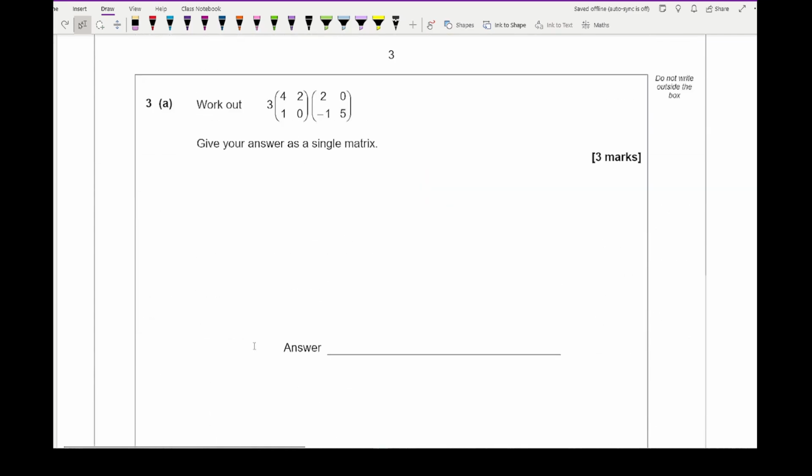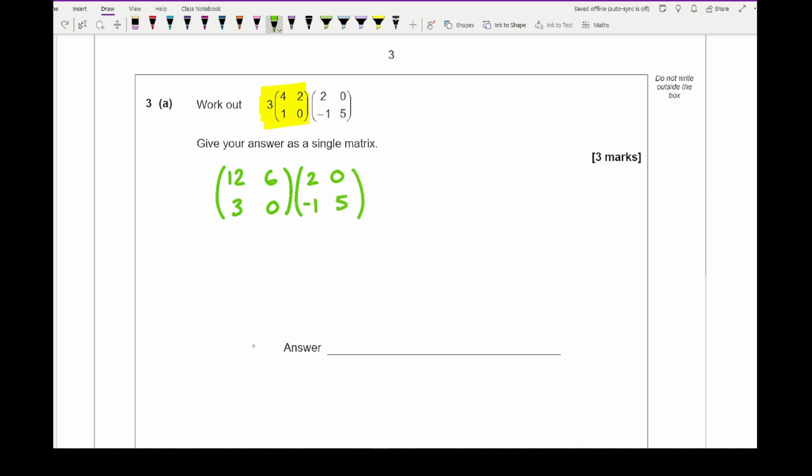Then moving on to question 3, for 3a it says work out 3 lots of the matrix 4, 2, 1, 0 and the matrix 2, 0, -1, 5. Now for this, the first thing I would do is multiply the 3 by the first matrix. So here what I've got is 3 times 4, which is 12, 3 times 2, which is 6, 3 times 1, which is 3, and 3 times 0, which is 0. Then I've got a 2 by 2 matrix for both of those.